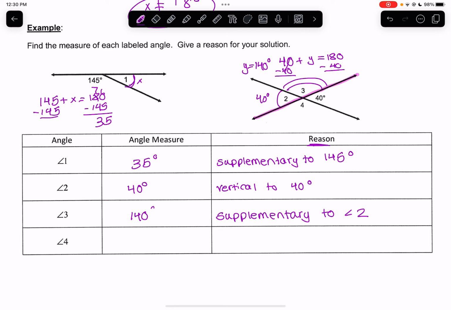Now to get angle 4, you could do two different things. You could either say that 4 and 40 degrees have to add up to 180 to get 140, or you could also see that angle 3 and angle 4 are vertical angles, so therefore they must be congruent. So I'll say that angle 4 is vertical to angle 3.